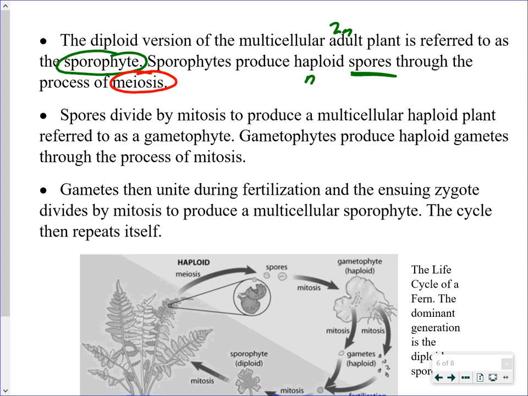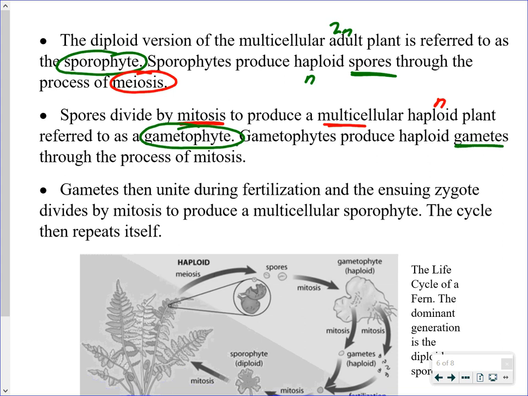What do these spores do? Well, they're not gametes and they don't unite together during fertilization. But what these spores do is they divide by mitosis. And what they form is a multicellular version of the plant, which is haploid. So the cells in this multicellular plant only have one copy of each chromosome, and they are referred to as the gametophyte. So sporophytes produce spores, gametophytes do produce gametes.